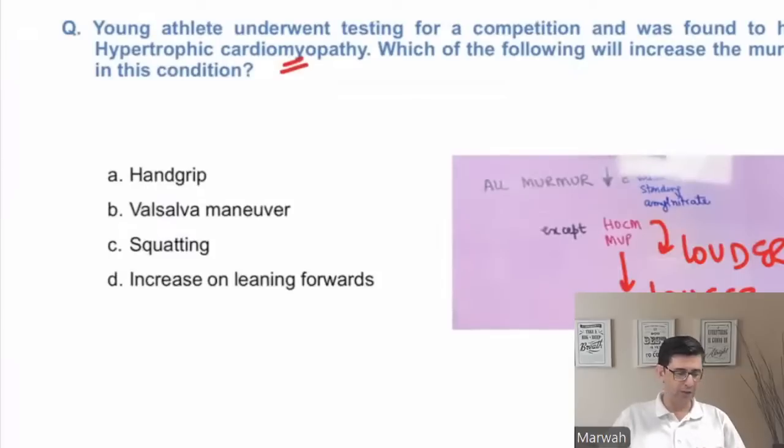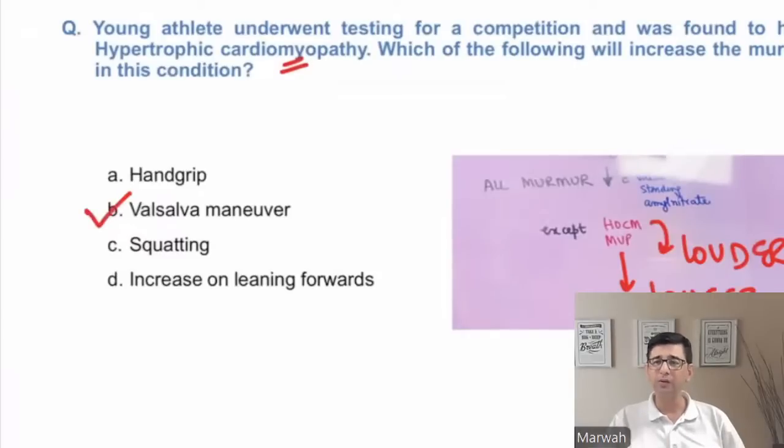I think the answer for this one is Valsalva maneuver. And the reason, as I've explained, is that with Valsalva, all murmurs become less, but HOCM is louder. That's the basic concept that he wants to say.